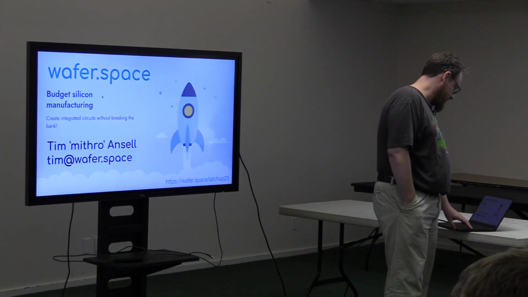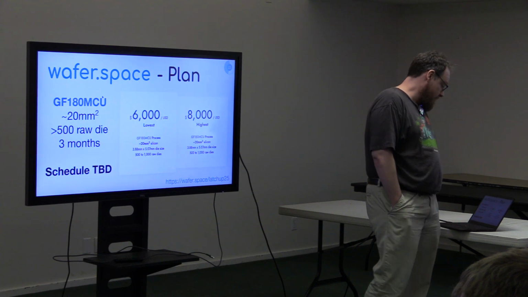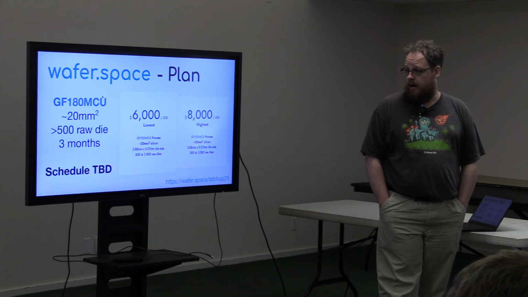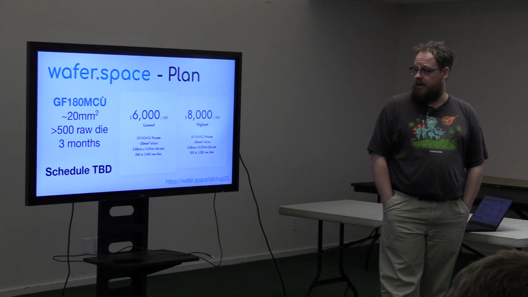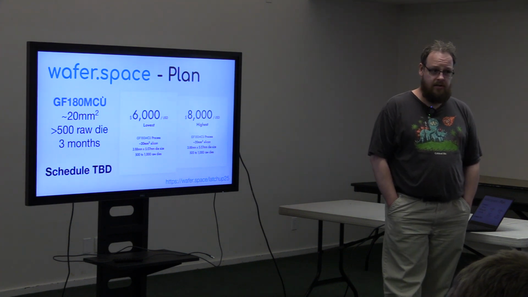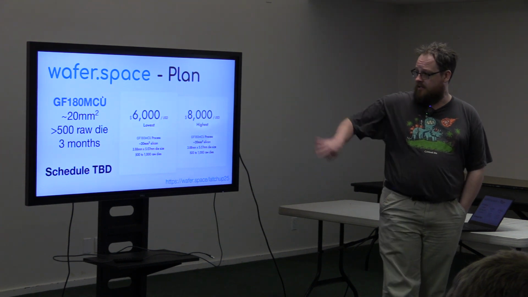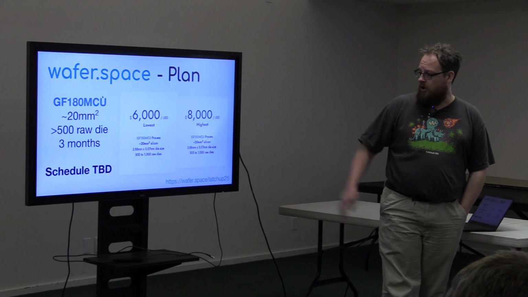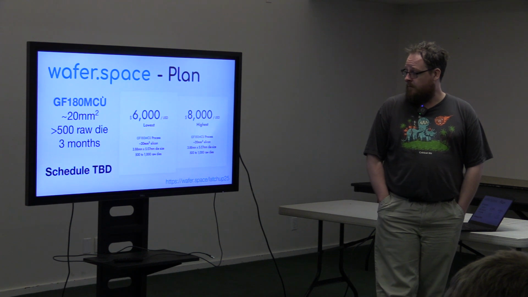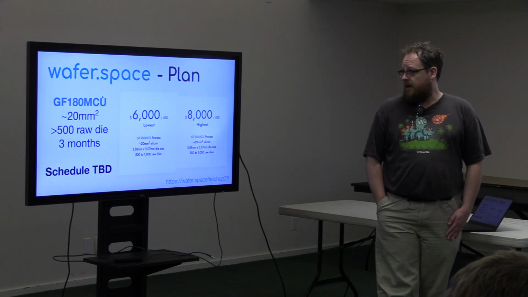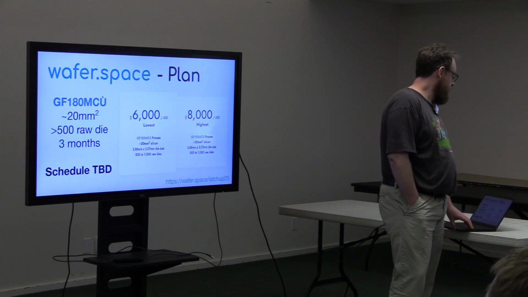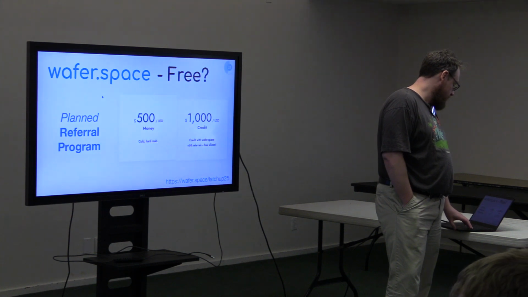And so I've started a company called Wafer Space. The general plan is that it's the GlobalFoundries 180 MCU technology. It's about 20 millimeters squared. Our goal is to get you back over 500 raw die in under 3 months, and it'll be somewhere between $6,000 and $8,000 per slot. That's kind of the plan. I don't have a schedule yet, but I'm hoping to have one soon. That's per 20 mil slot, yeah? Yep. And so you get back unprocessed die.